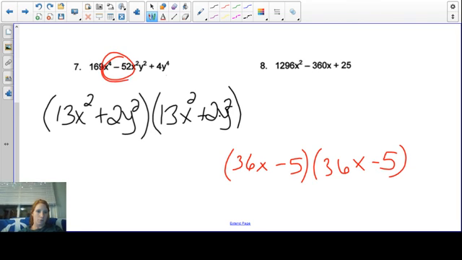Hey, my sign should not be these. Negative and negative. I overlooked those. Sorry, guys. Other ones are correct.